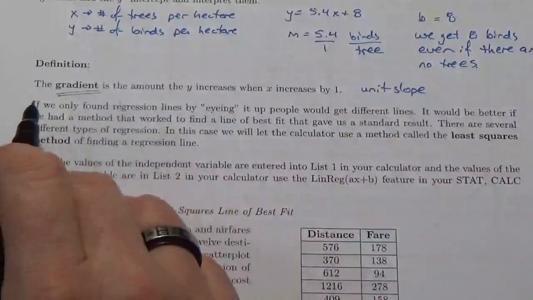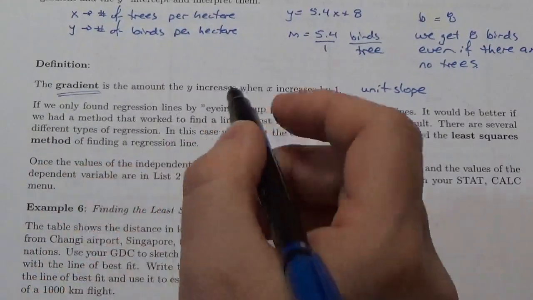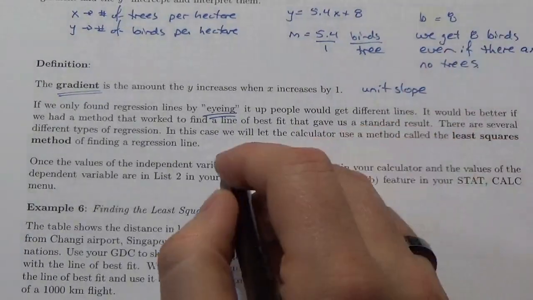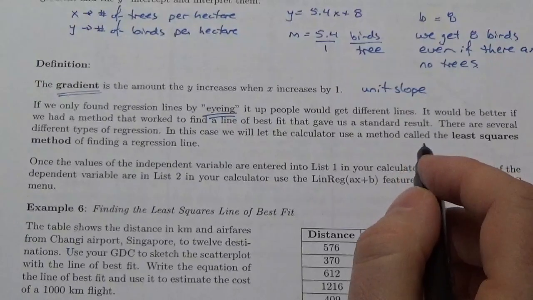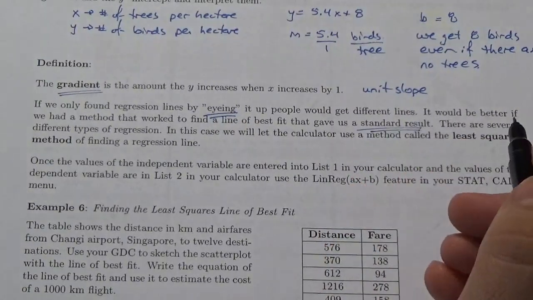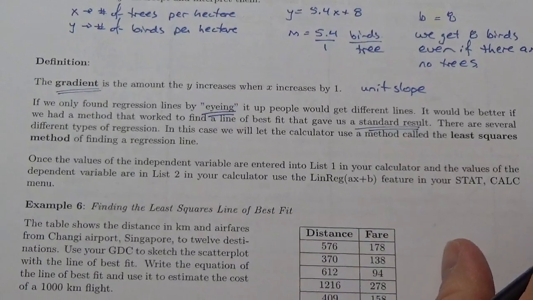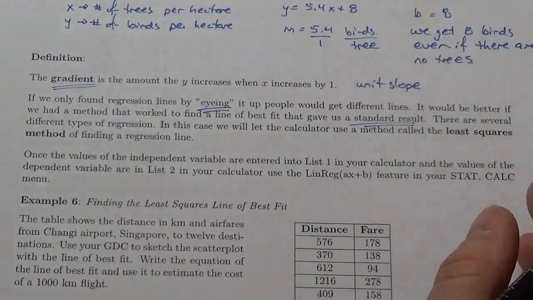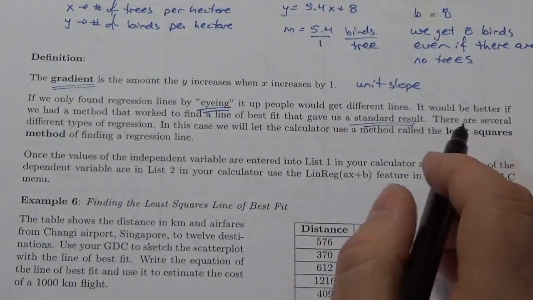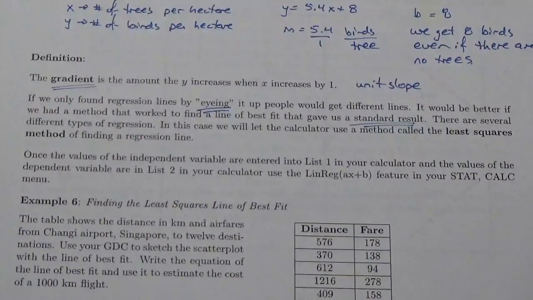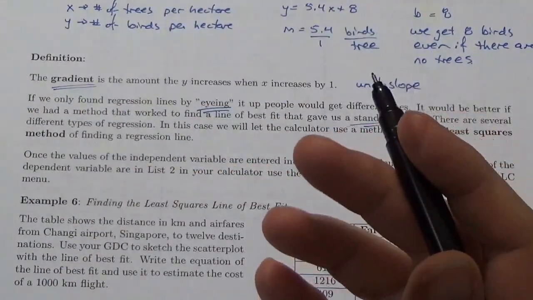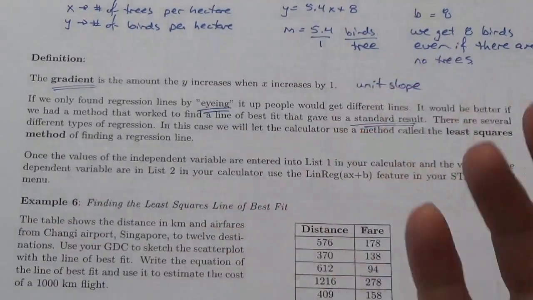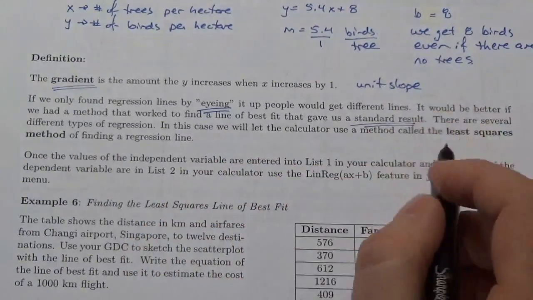Now, let's take a look through this here. It says if we only found the regression lines by eyeing it, everybody's going to get different lines. And I'd mentioned this earlier. So it would be better if we had a different method to find the line of best fit and gave us a standard result. That way, when we're all working together, we're all getting the same thing, and we can agree on the model and its predictive value. There are lots of different ways that we can do this, so we want to choose a method and have people agree that that's the method we're going to use in any given problem. Your calculator has a few in there.